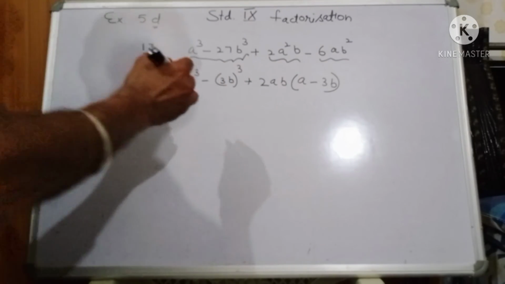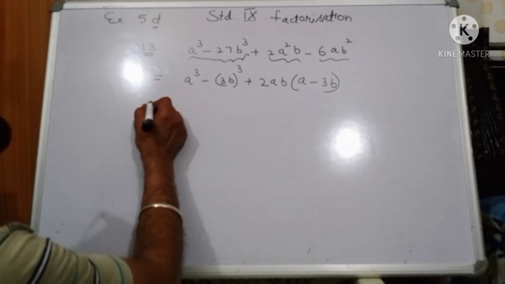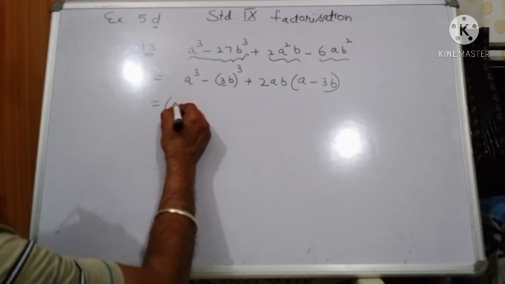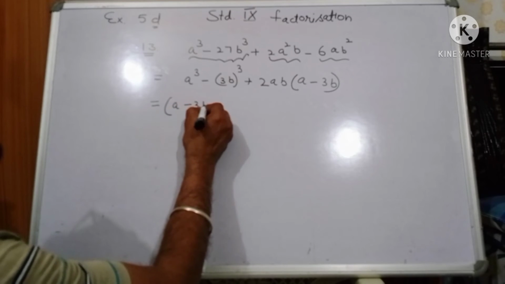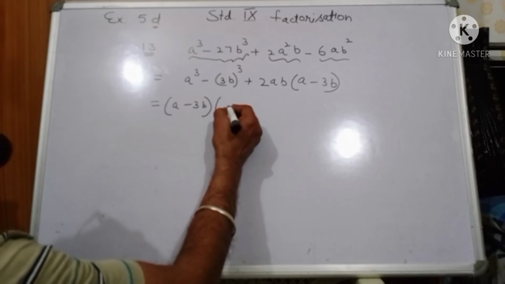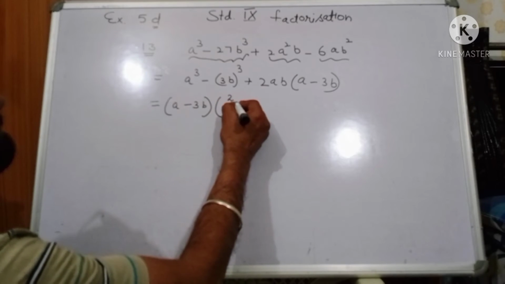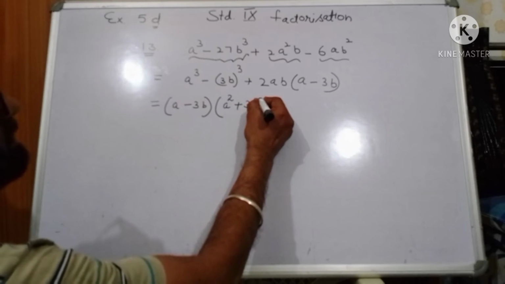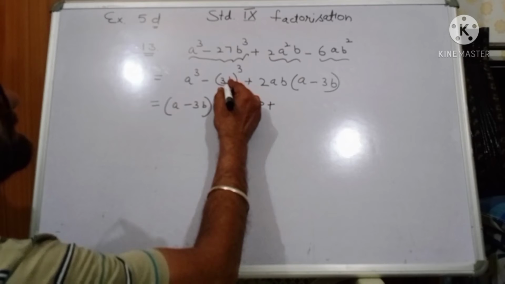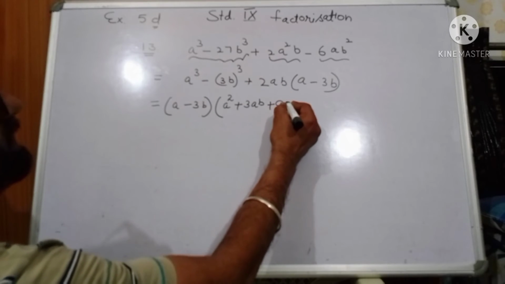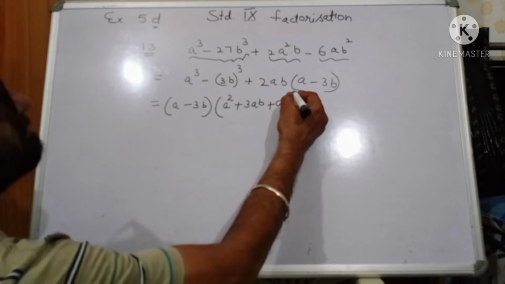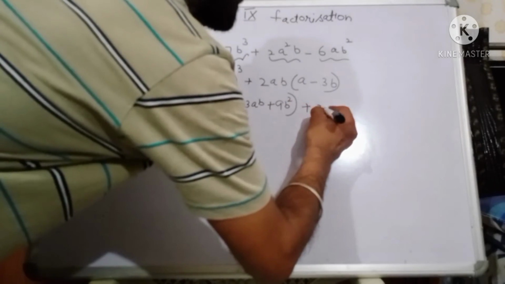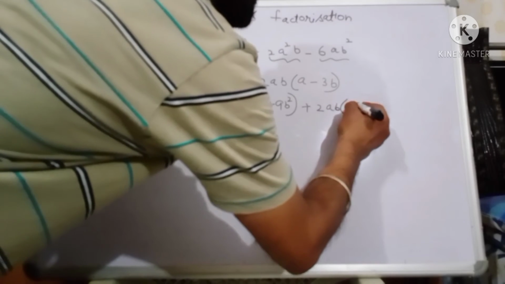Now we will use the formula here, difference of the cubes, a cube minus b cube. It is a minus b, a minus 3b, into a square plus ab, a into 3b, 3ab, plus b square, 3b the whole square, that is 9b square. Plus 2ab into a minus 3b.